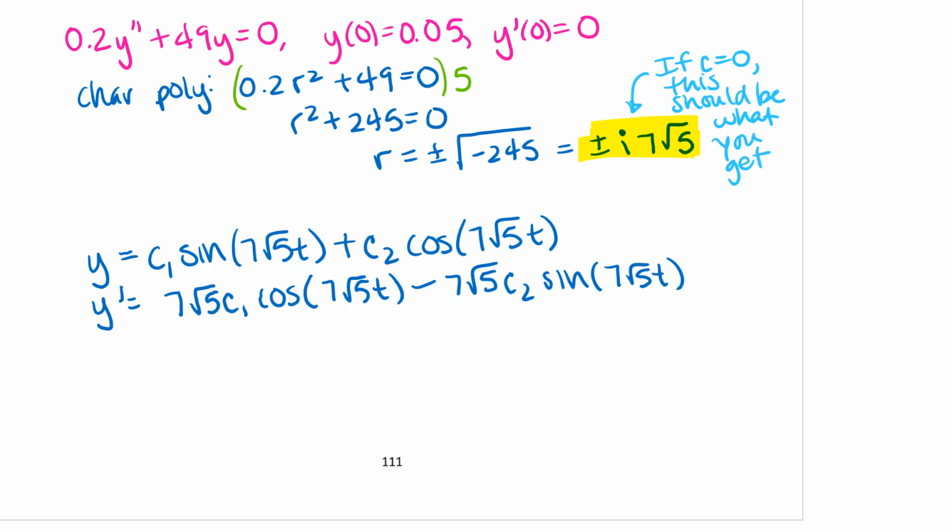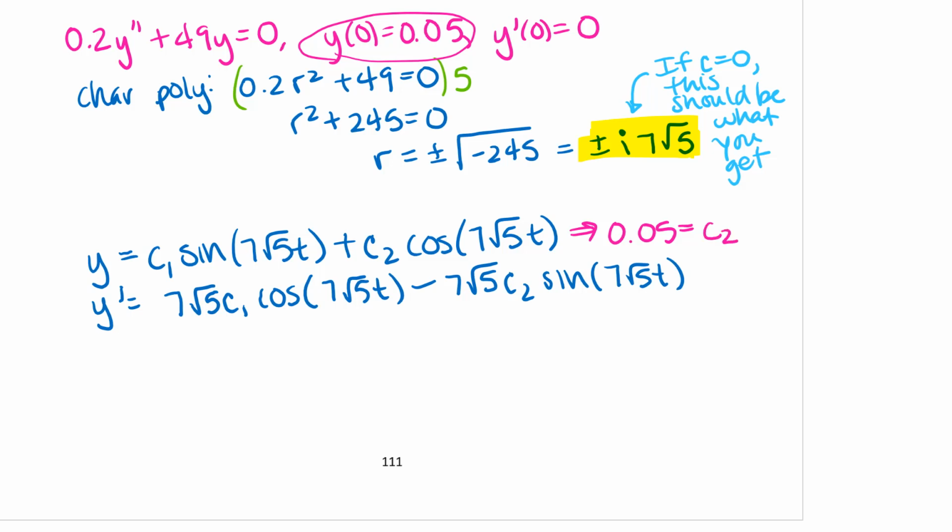So when I put those in, y of 0 equals 0.05. This first equation is going to give me 0.05 for C2. Since sine of 0 is 0, that first term will drop out. Cosine of 0 is 1. So there's my C2 value.